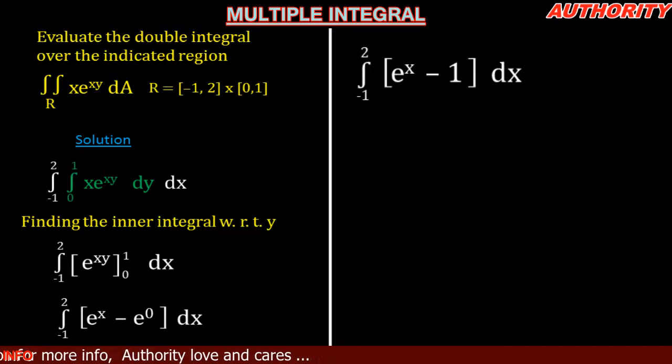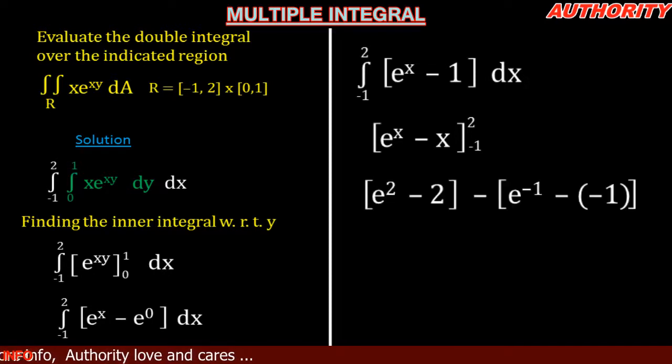Okay, we integrate with respect to x. When we integrate e raised to power x, it gives us the same e raised to power x, and when we integrate 1 with respect to x, it gives us x. Then we have our boundary -1 and 2. So let's plug in the upper boundary minus the lower boundary. When we plug in the upper boundary, we have e raised to power 2 minus 2. Minus, when we plug in the lower boundary, we have e raised to power -1 minus, open bracket, -1.